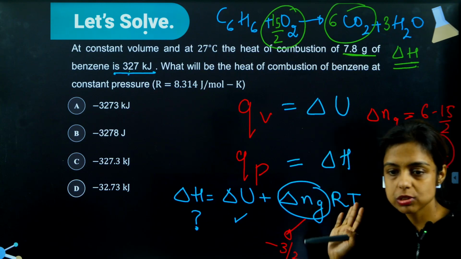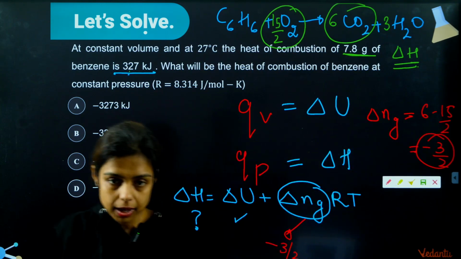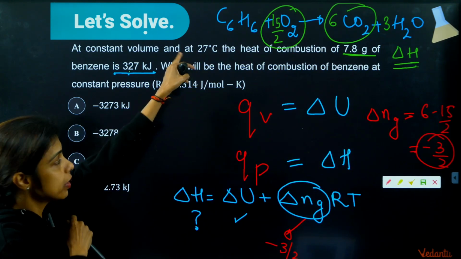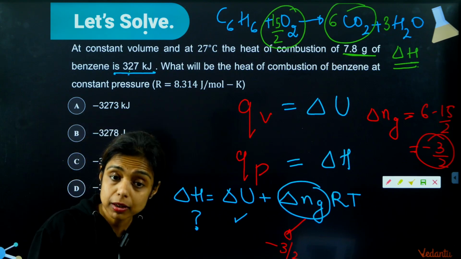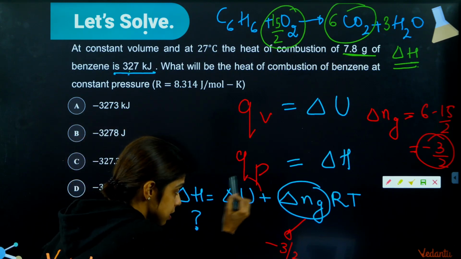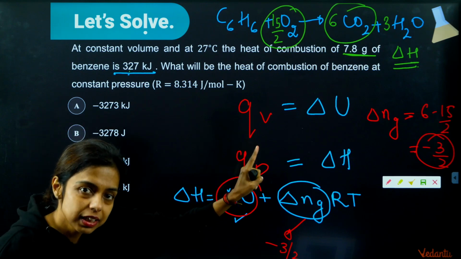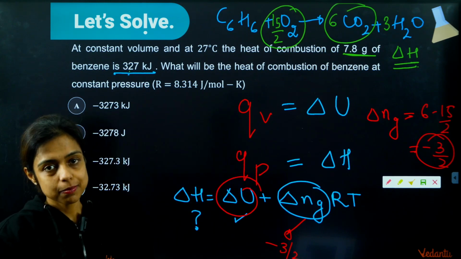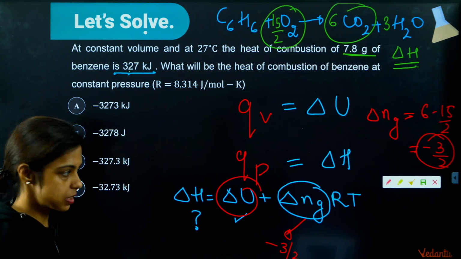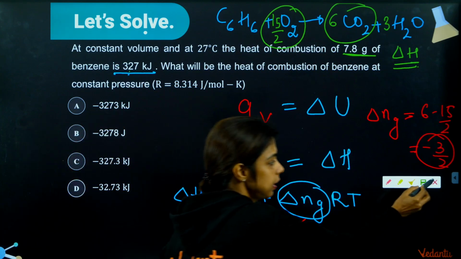चेंज इन गैसेस मोल्स आ गए हमारे -3/2. आर पता है, टेम्परेचर हमें दिया है 27 डिग्री सेल्सियस, जिसे हम केल्विन में कन्वर्ट कर लेंगे. एंड मेक श्योर, ये आपको पर मोल के लिए वैल्यू पुट करनी है. 7.8 ग्राम्स के लिए दी है. पर मोल ऑफ बेंजीन मींस 78 ग्राम, द मोलर मास ऑफ बेंजीन. पुट हियर, यू विल गेट योर आंसर, राइट?